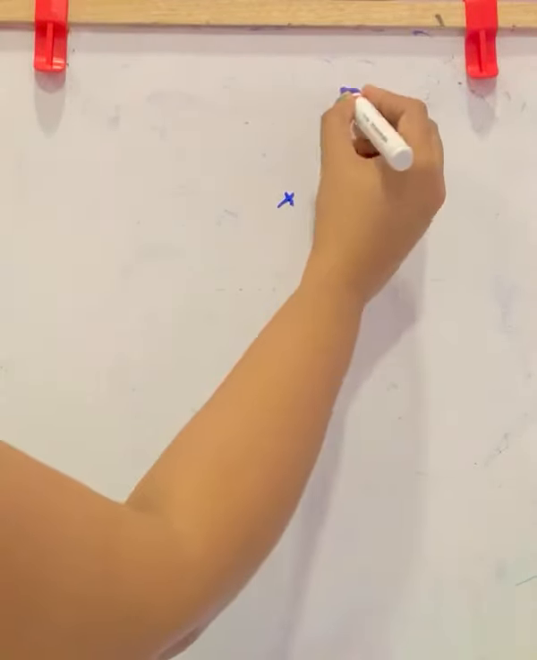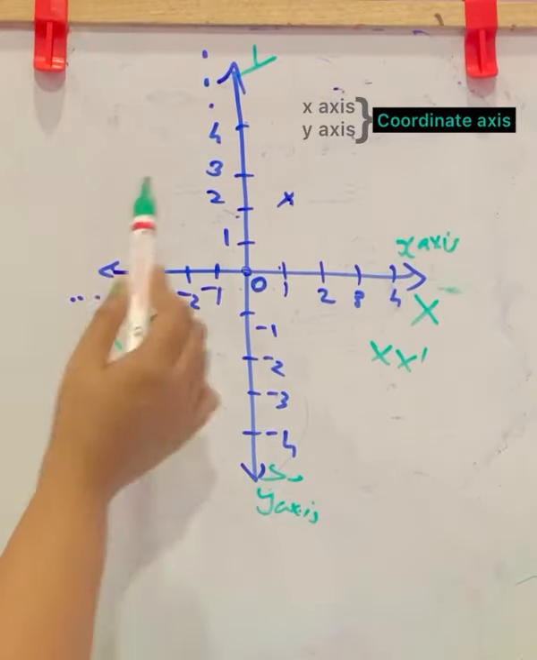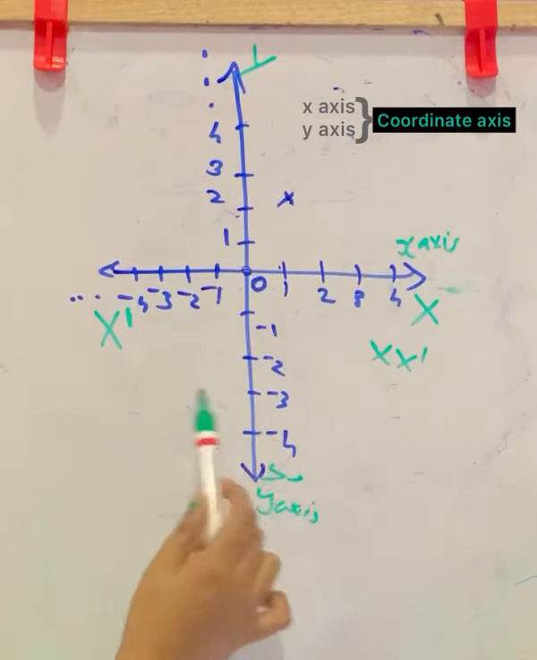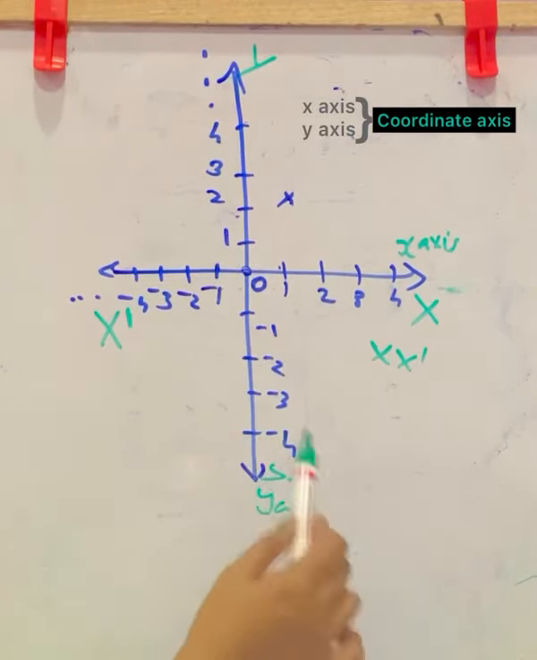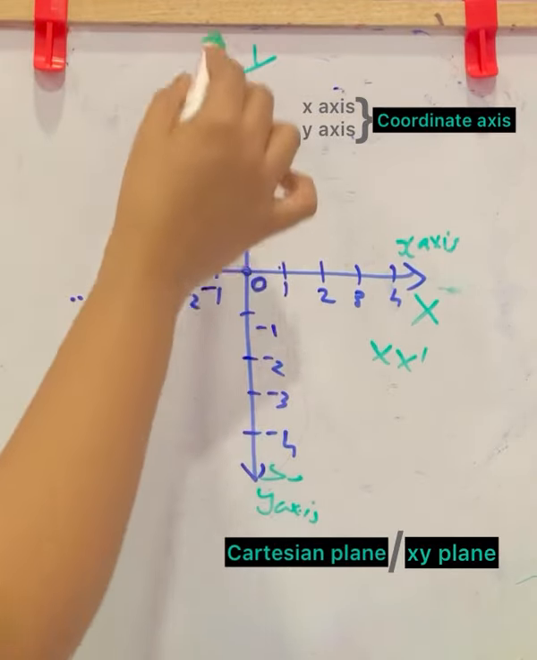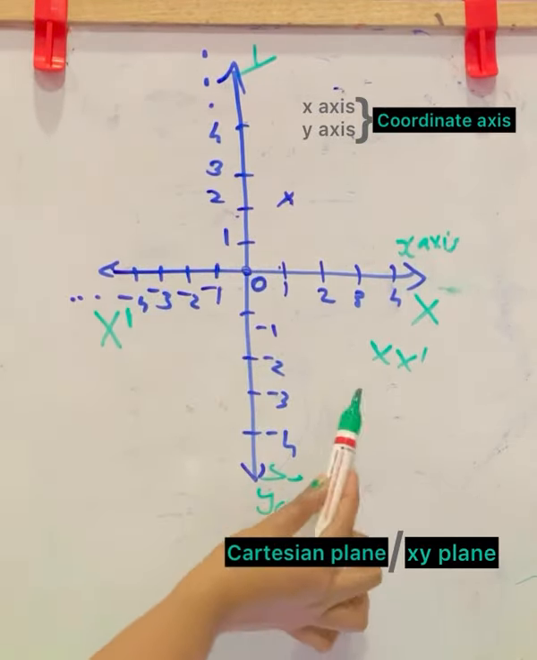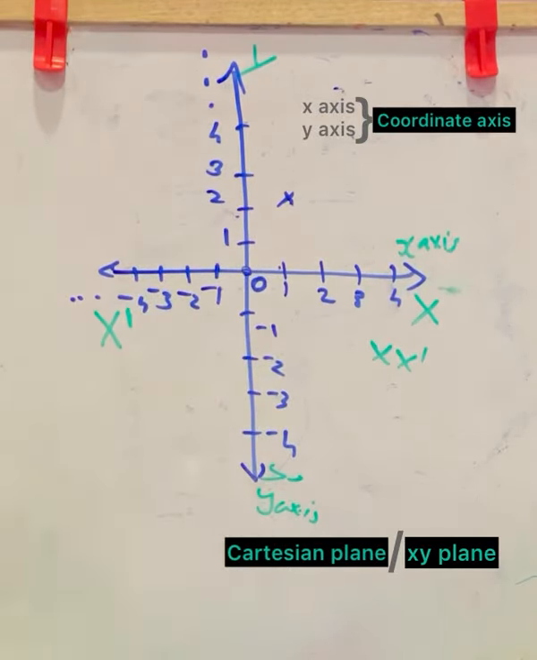Now these lines are called coordinate axes. Here the plane along with these axes is called the Cartesian plane, or you can say xy plane, because it is formed by the x axis and y axis. This plane is called the Cartesian plane or xy plane, or you can say coordinate plane also. This is the coordinate axis. This is the coordinate plane. Now, in this plane, we have four quadrants. This is the first quadrant, this is the second quadrant, third quadrant and fourth quadrant.